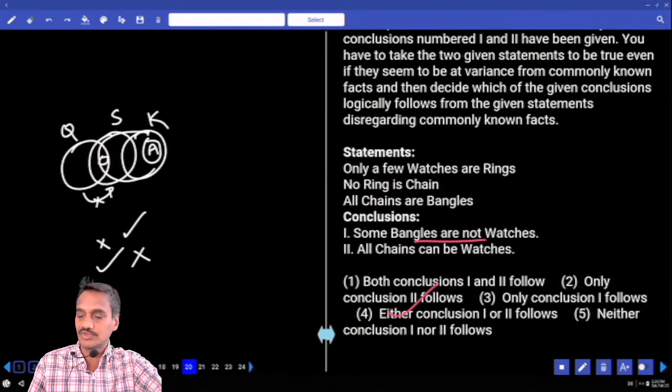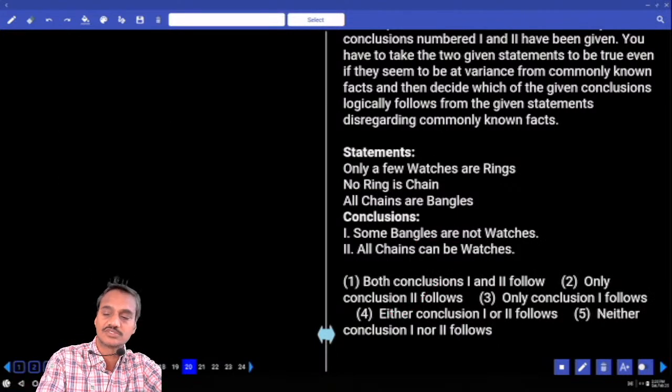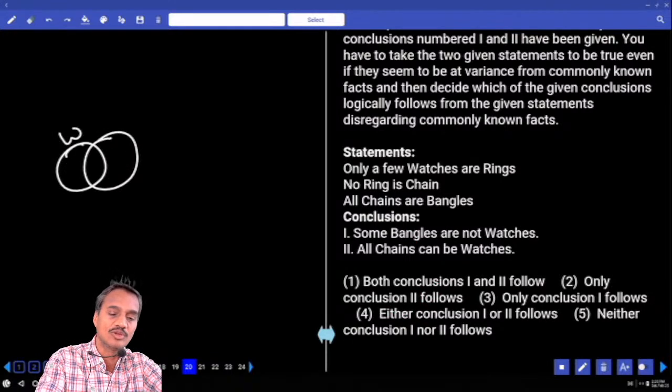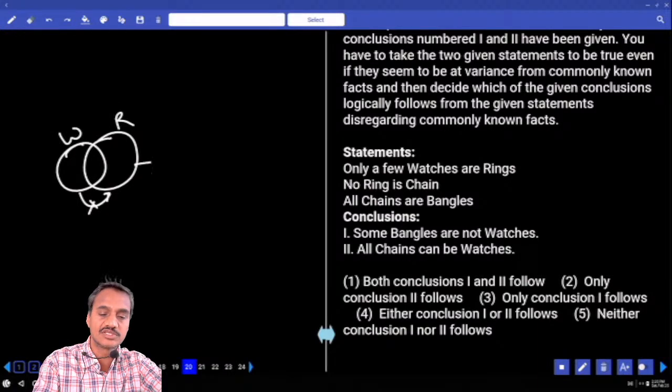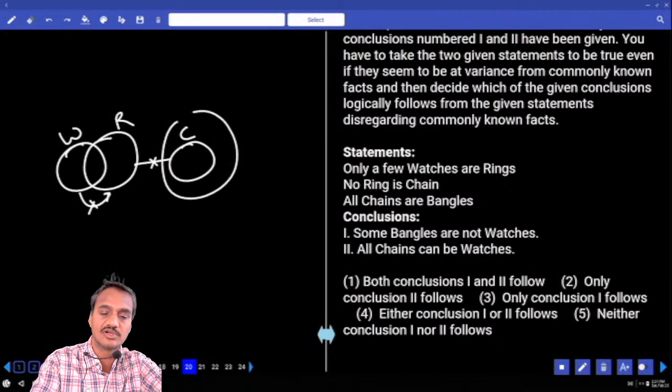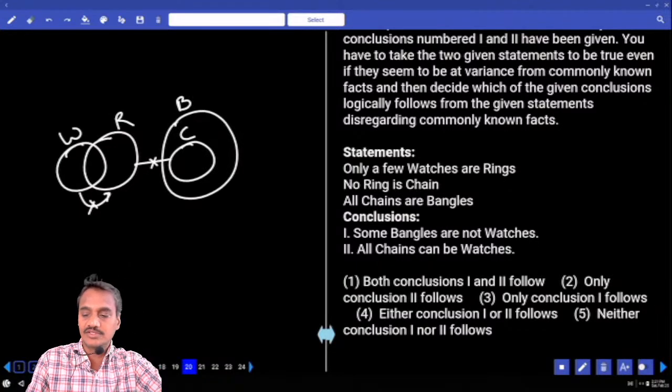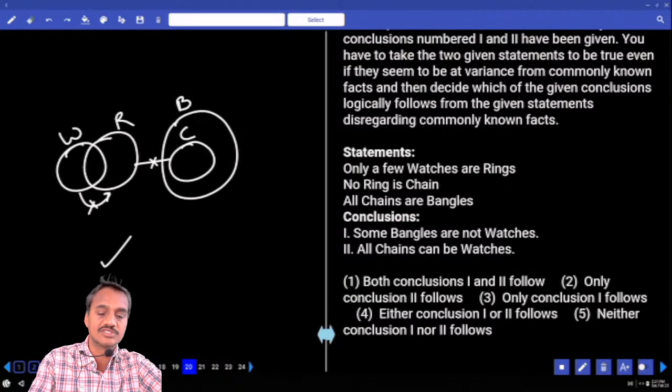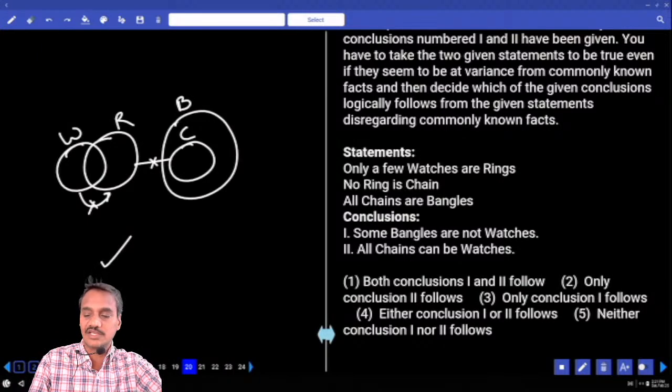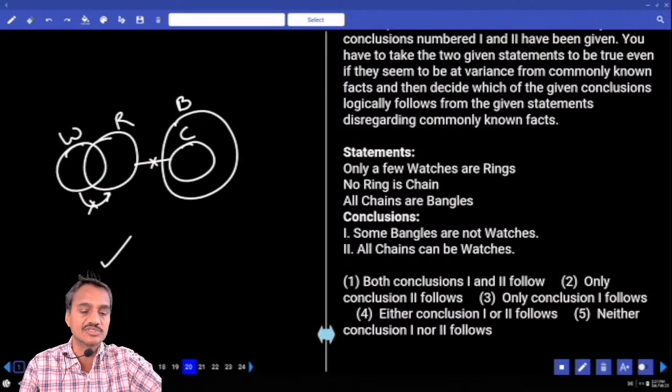Then next coming to the 20th, only a few watches are rings. Only some of the watches are rings, but not all. And no ring is a chain, no intersection between ring and chain. And all chains are bangles. And some bangles are not watches, that is definitely true. All chains can be watches.